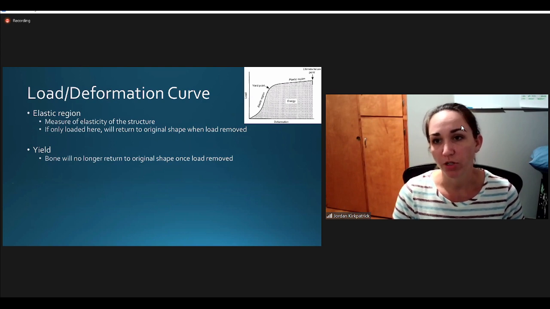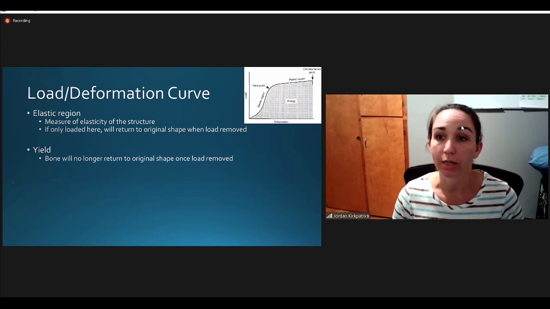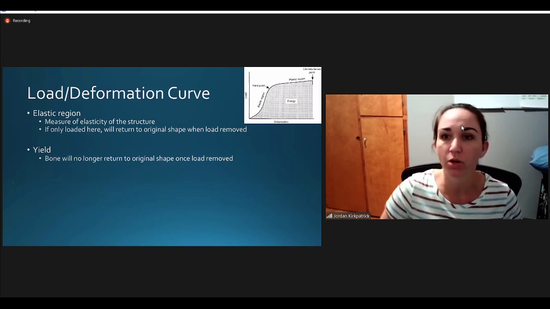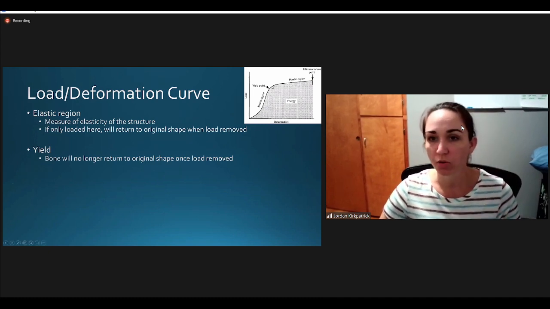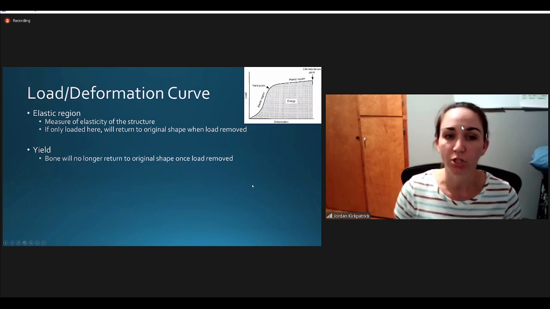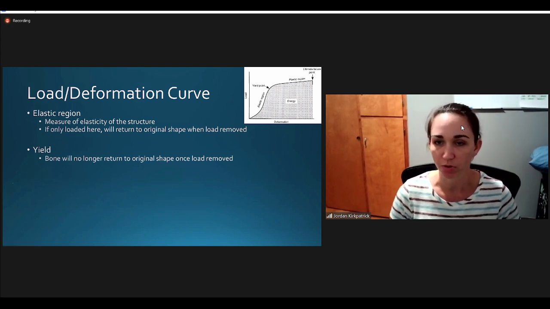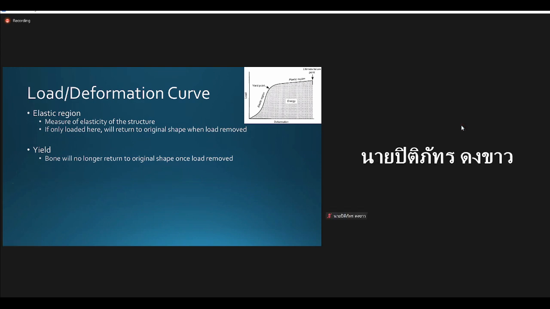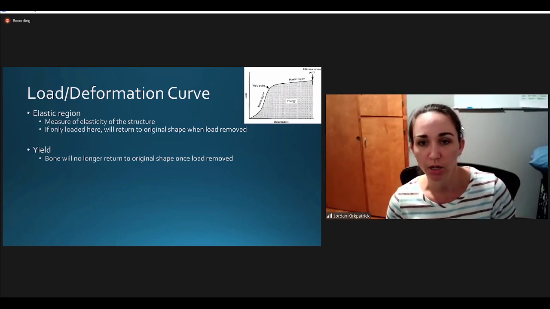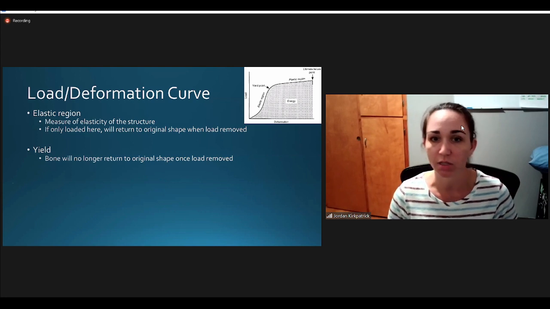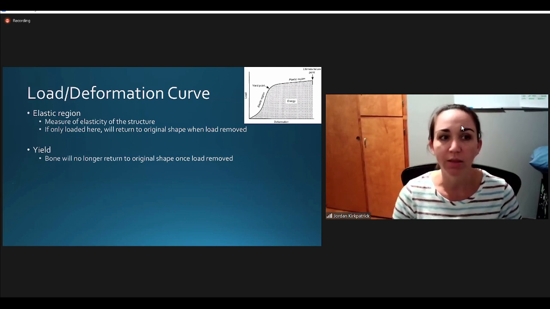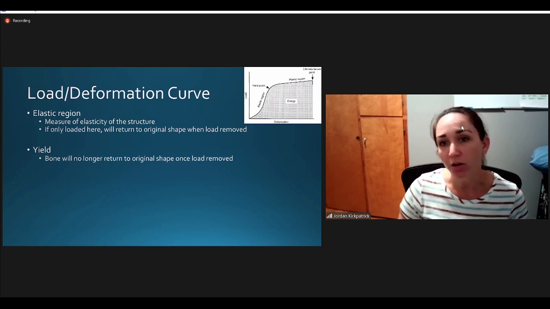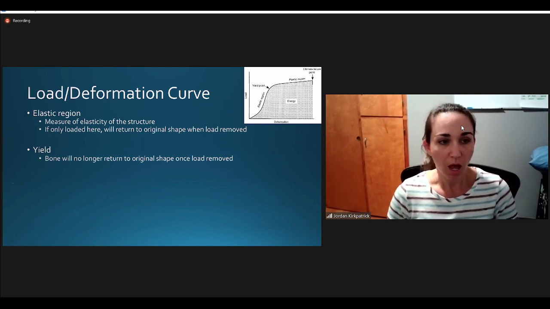So the load deformation curve is what we use to determine when something will break. In the elastic region, if the bone is only loaded in this region, it will return to its original shape when the load is removed. So this is you walking, your legs are used to walking. Okay, there's more force when you're standing on your leg than when you're not, but it's used to this. So it will deform a little bit and then go back to its original shape. And these deformations are microscopic, obviously.